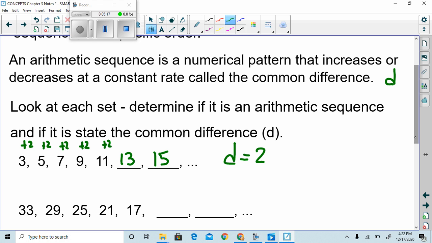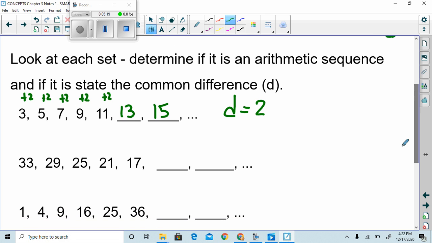This is an arithmetic sequence because there is a common rate of change. So we're determining if it's the same going from term to term, it's an arithmetic sequence. It could be rising or falling. It could be increasing or decreasing. I go from 33 to 29, 29 to 25, 25 to 21, 21 to 17. If I find the difference between the two, we are subtracting 4 repeatedly. Let's subtract 4, and we'll subtract 4 again, and that's my common difference.